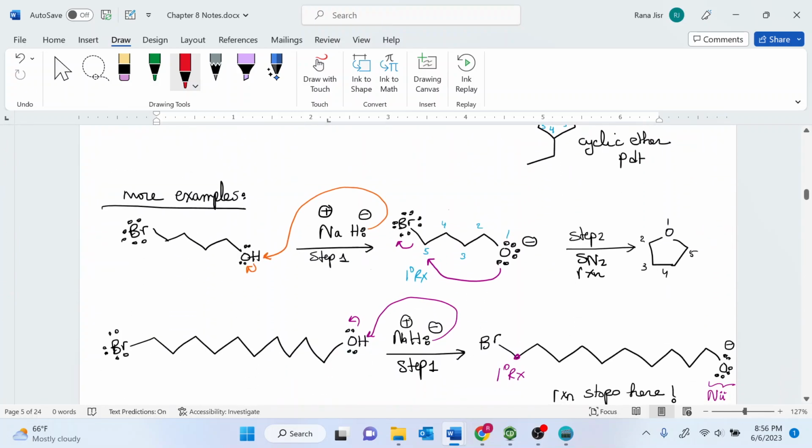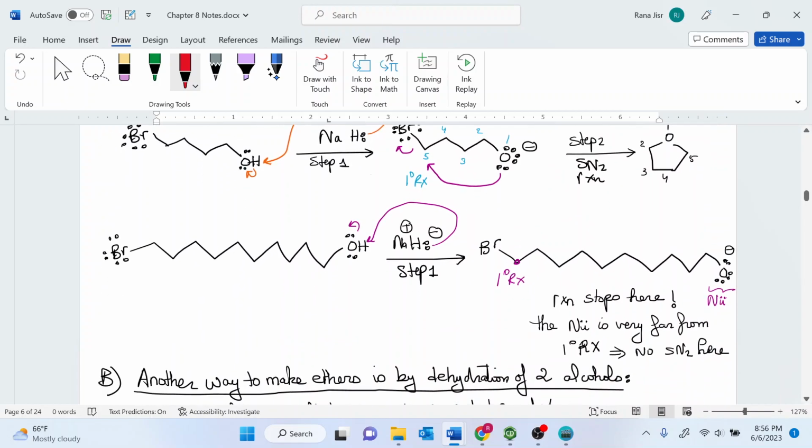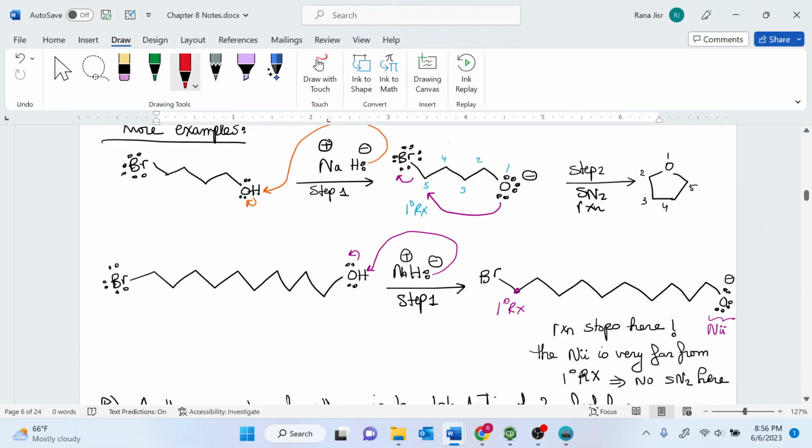For example, if we have something like this over here, so far away, and we create the alkoxide, your nucleophile is so far away from the electrophilic carbon. There is no way that the nucleophile will reach that far to kick out the bromine. So the cycle will not close. On the other hand, here the cycle can close, because the nucleophile is close to the electrophilic carbon, which is carbon number 5. So the cycle can close.